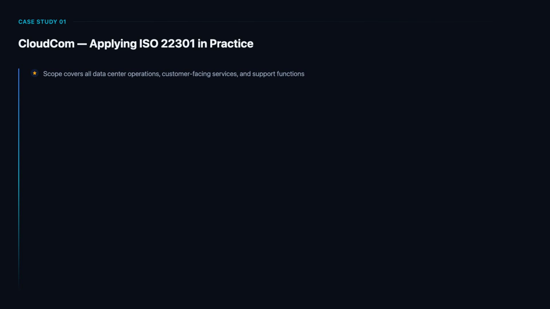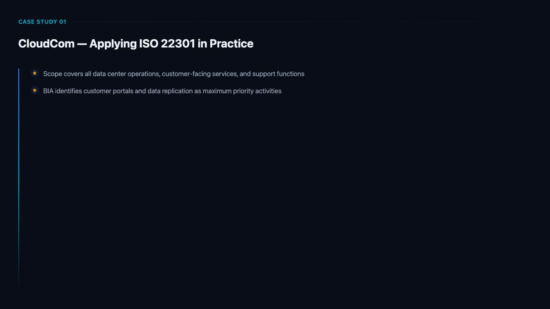CloudCom defines its BCMS scope to cover all data center operations, customer-facing cloud services, and critical support functions including IT operations, customer support, and billing. This gives you a concrete example of how to write a practical scope statement.